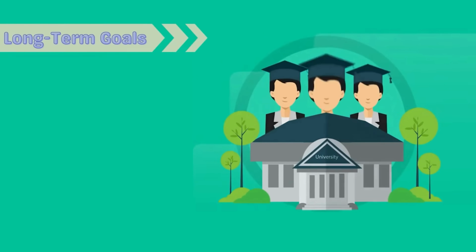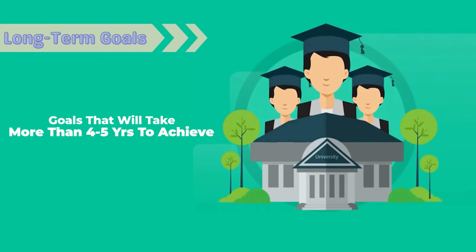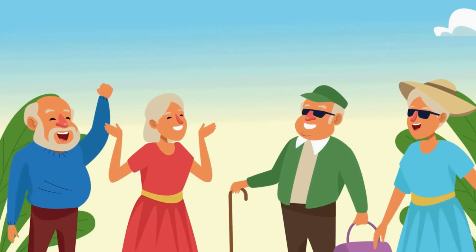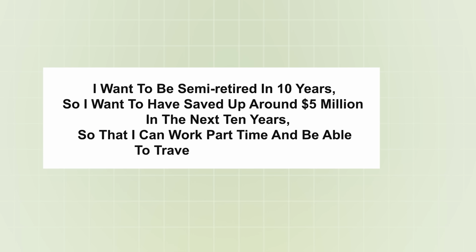And finally, long-term goals will probably take you 5 years or more to achieve. This will include things like saving for retirement, leaving a legacy. Depending on your age and financial situation, buying a house could maybe be more of a long-term goal as well. A SMART long-term goal could be something like, I want to be semi-retired in 10 years. So I want to have saved up around $5 million in the next 10 years so that I can work part-time and be able to travel wherever I want.